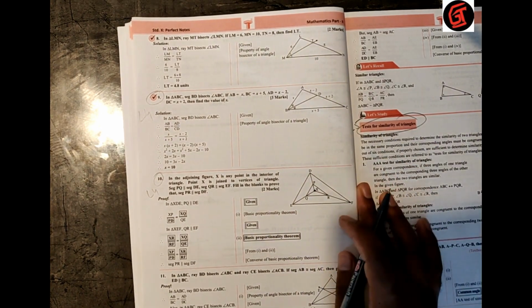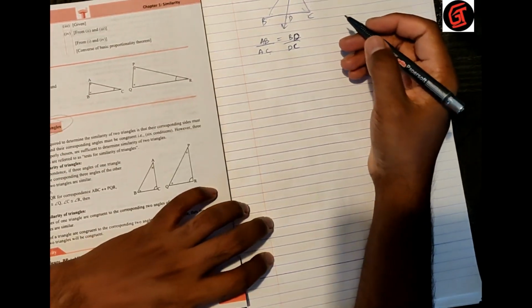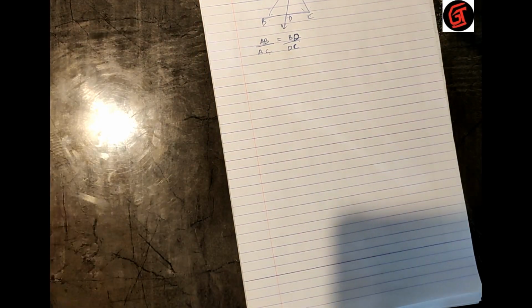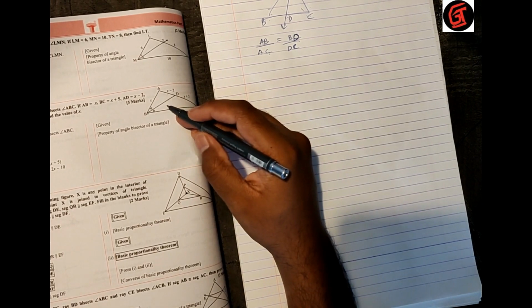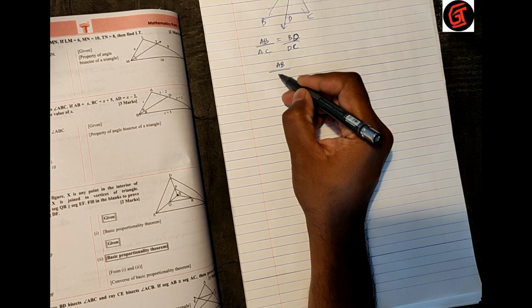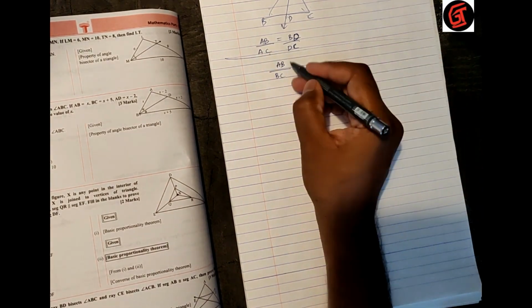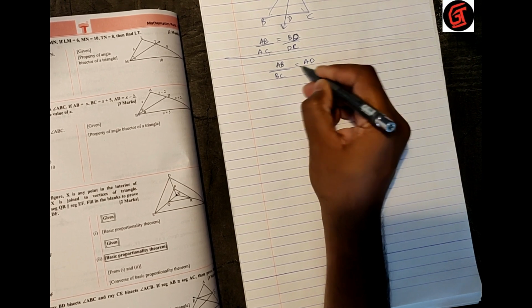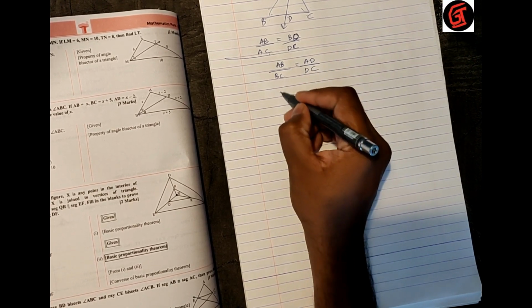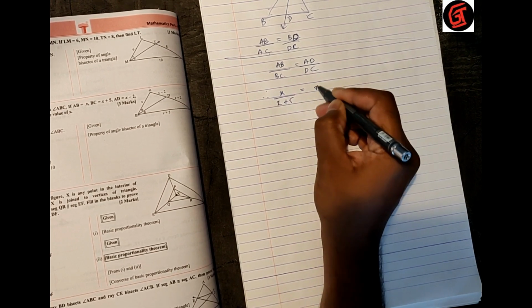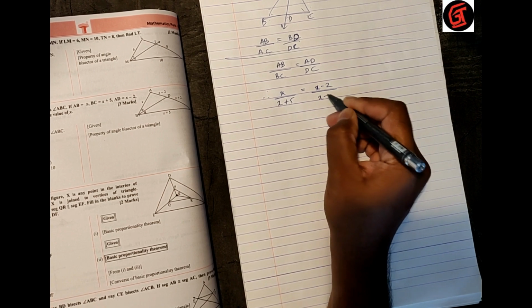So directly we can apply the angle bisector property. Let's check. According to the angle bisector property, AB upon BC is equal to AD upon DC. What is AB? Therefore, x upon BC, which is x plus 5, is equal to x minus 2 upon x plus 2.